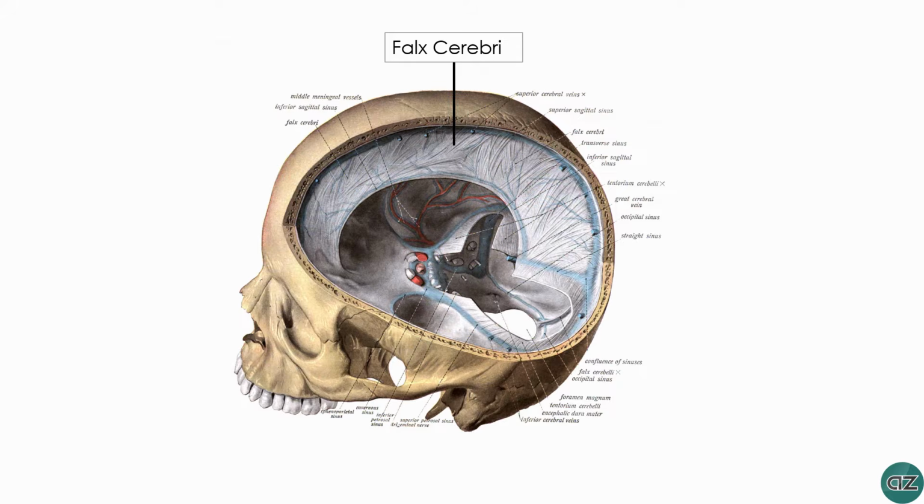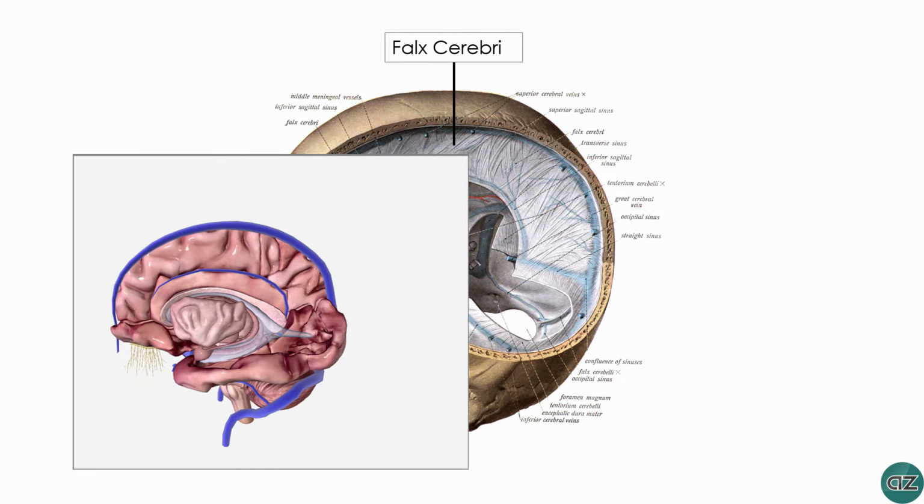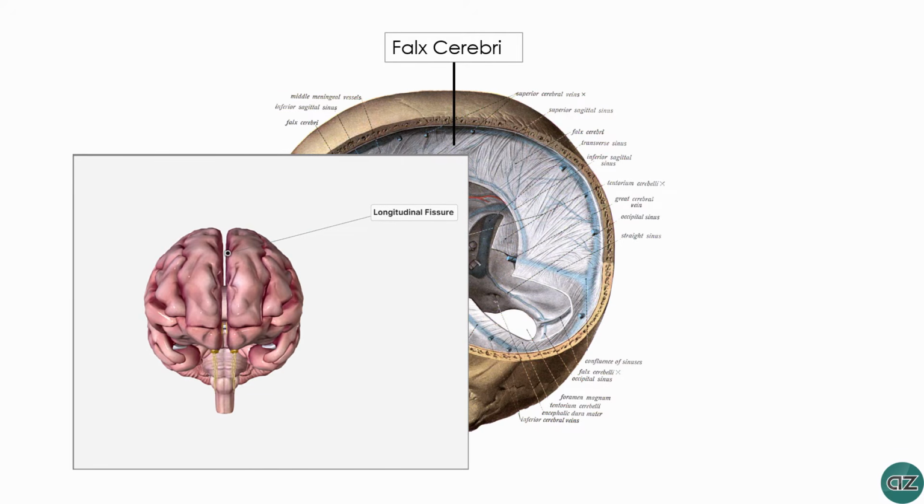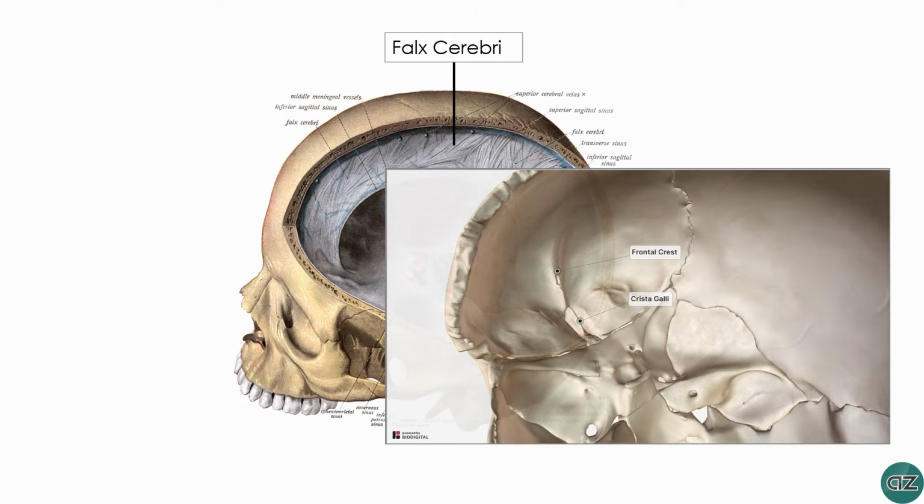First is the falx cerebri, which is the largest dural fold. This fold, which you can see here in this diagram, runs in the midline within the longitudinal fissure between the cerebral hemispheres. It gets its name from its crescentic sickle-like shape, which you can see in this illustration. Anteriorly, it attaches to the frontal crest and to the crista galli.